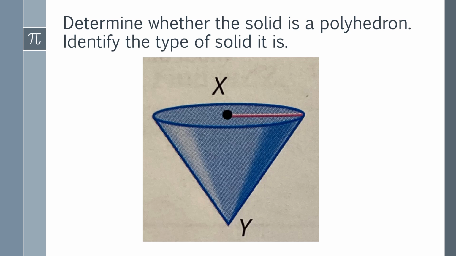Is this solid a polyhedron? And if it is, well, no matter what, identify the type of solid this is. Okay, so is this a polyhedron? Answer, no. And what's the type of solid? It is a cone.